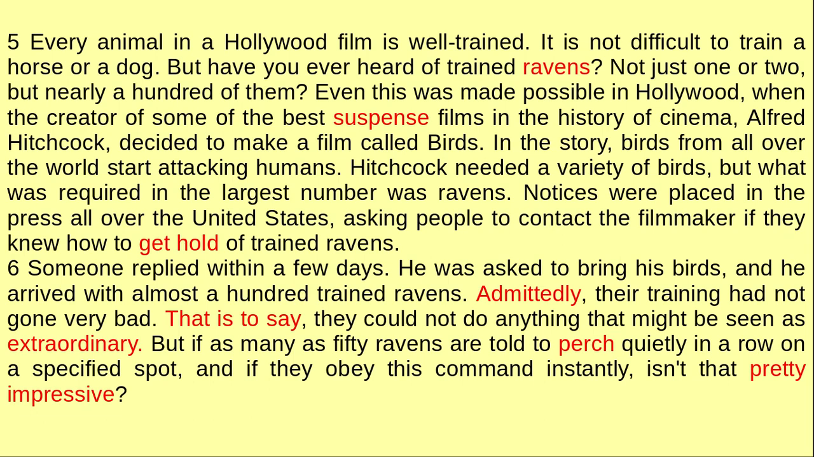Someone replied within a few days, and Hitchcock asked him to bring his birds, and he arrived with almost 100 trained ravens. In fact, their training was not very bad. That is, they could not do anything that might be seen as extraordinary. That is why he says so. That's what, not so bad.